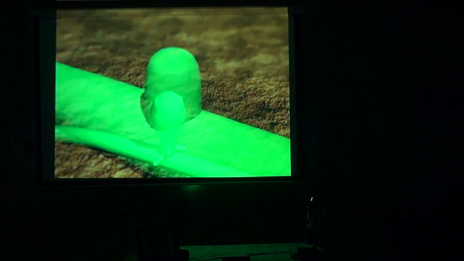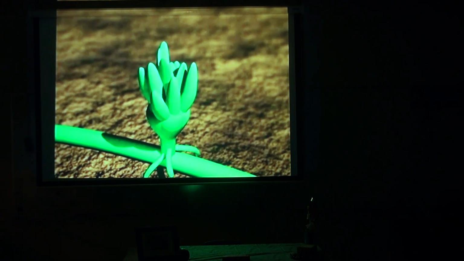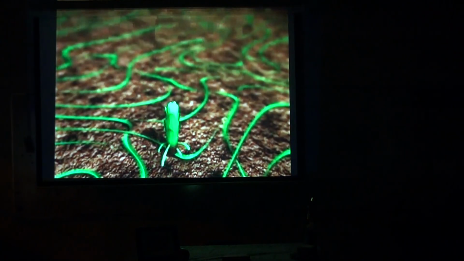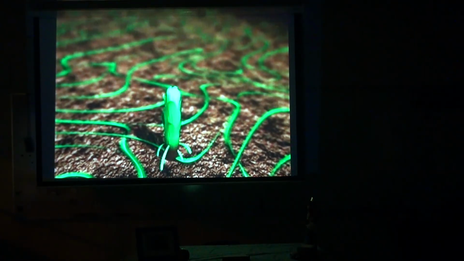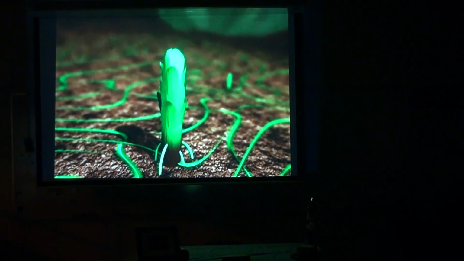However, after a period of growth, some of the protonema form buds. Each bud will proceed to grow into a new leafy gametophyte. And the whole thing starts over again.